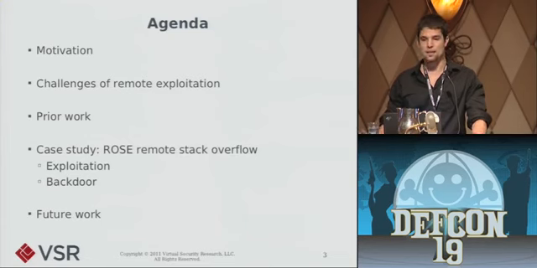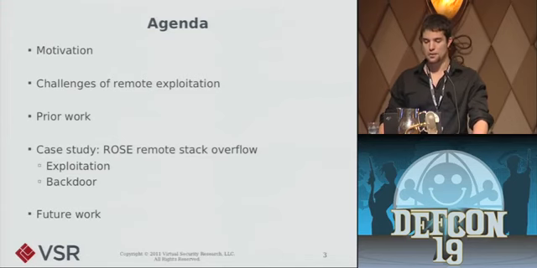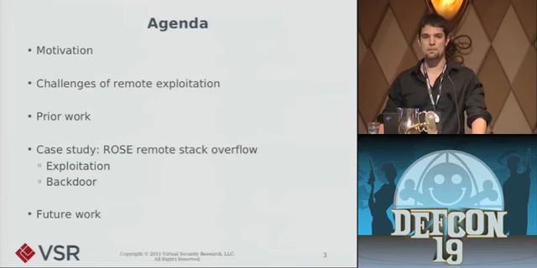And then we'll get into the body of the talk, which is a case study of an exploit that I wrote for a remote stack overflow in the Linux kernel's implementation of the ROSE amateur radio protocol. This part of the talk will be in two phases. In the first phase, I'll explain exploitation of the vulnerability. And in the second phase, I'll explain the details of the kernel backdoor that I installed during the exploitation phase. And then finally, we'll wrap up taking a look at some future work.